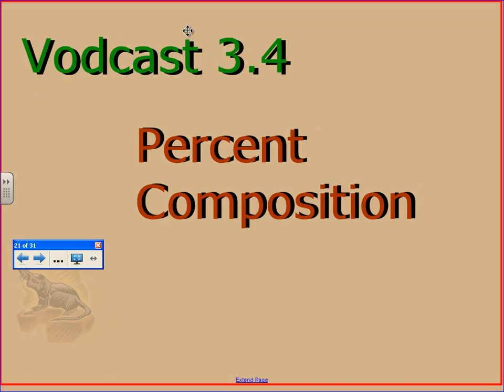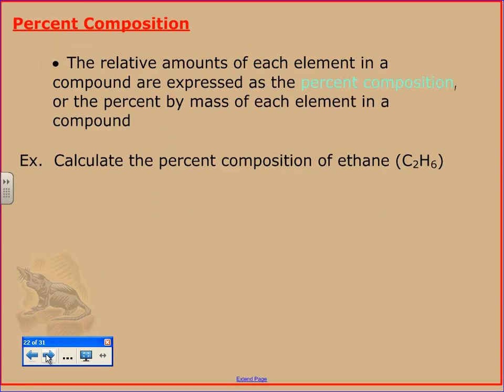Alright kiddos, we're going to talk about percent composition. This goes right along with what we've been talking about with moles. This is not a terribly difficult thing, but it's definitely something that you need to pay close attention to and make sure that you know the steps really well.